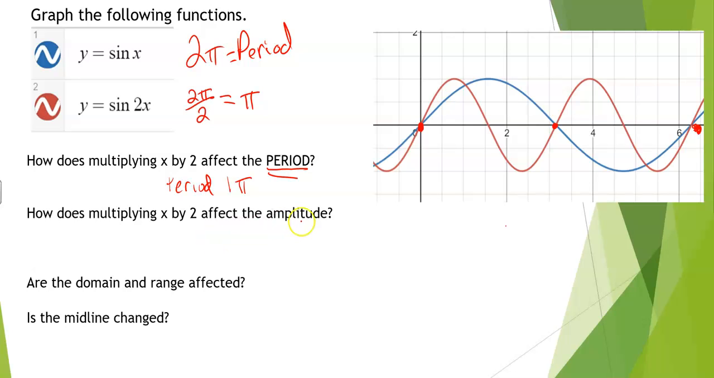So does it affect the amplitude at all? Is the maximum still 1 and the minimum still negative 1? Sure. So this has no effect on the amplitude. And then, are the domain and range affected? Well, it's still going on and on forever, so no, those aren't affected. And since the amplitude's not affected, the range wouldn't be affected. And how about the midline? No, I haven't shifted it up or down. So there's no change here.